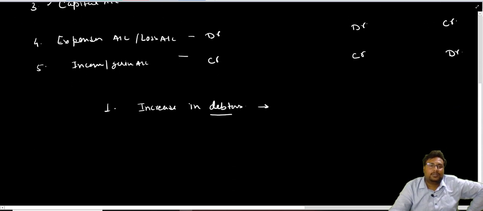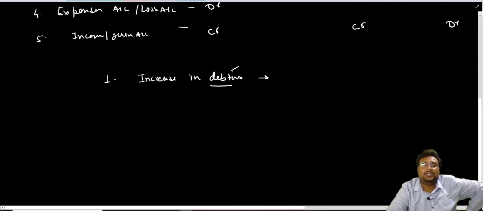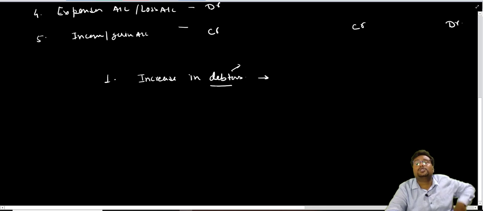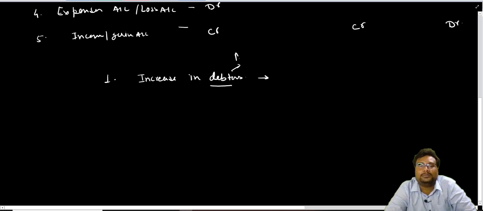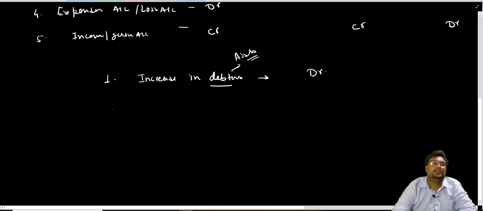So here, increase in debtors. Debtors are the persons to whom we sold the goods on credit. So we will receive the amount from them in future. It is our future receipt. That's why it becomes our asset. Increase in assets will always be debit.